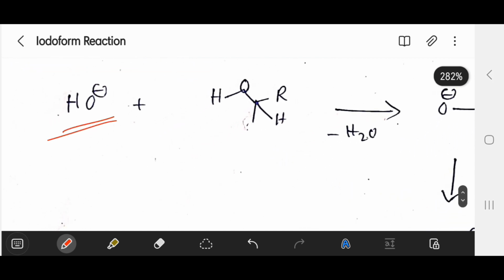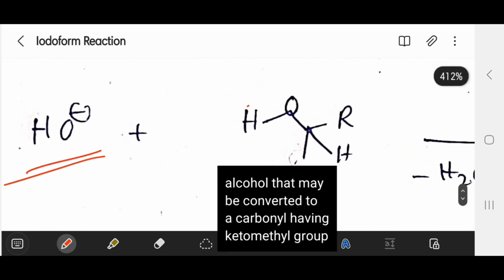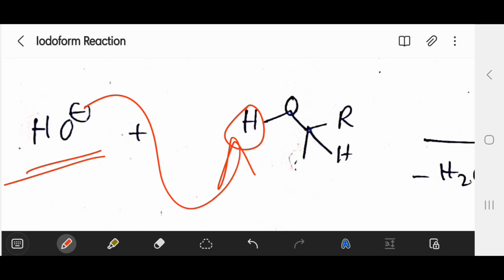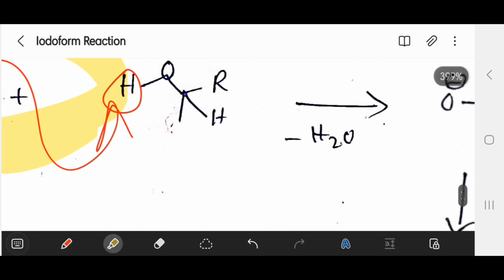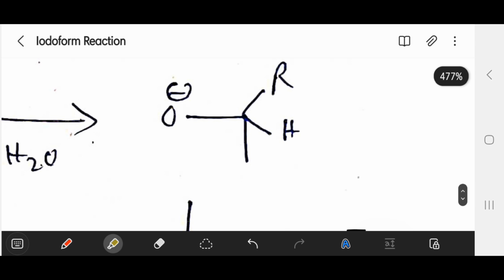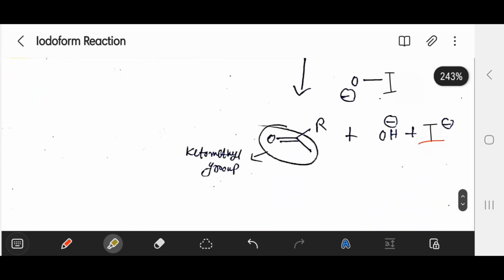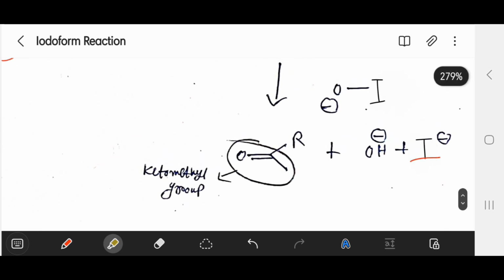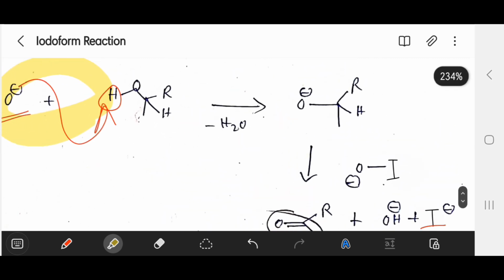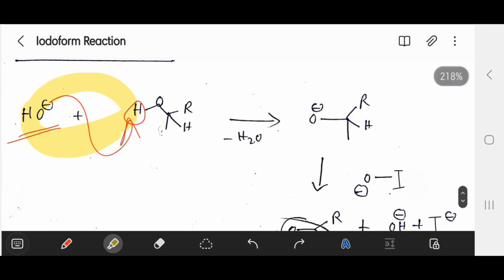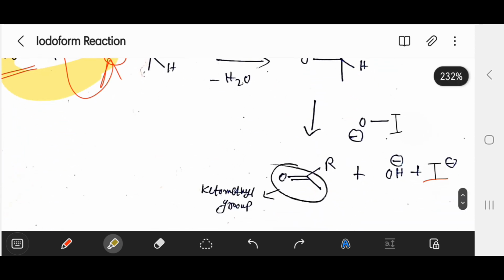So we already had OH minus in the medium, and this hydrogen is somewhat acidic. It is not that much acidic. This hydrogen will be taken out and the whole part leaves as H2O. Now this ion is not that much stable, but it reacts immediately with I minus to form this entity with ketomethyl group. So this reaction is driven forward only because of that. Otherwise the chances of formation of this type of ion is pretty low in a medium with alkali and alcohol.